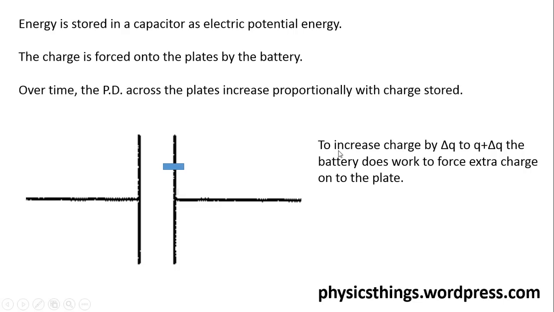So if you imagine that I want to increase the charge that I've got on this plate here by a very small amount of charge, so that you then have original charge plus new charge. The battery has to do work against the repulsive force of the plate to get the charge onto it. And that energy is going to be equal to the potential difference times the small change in charge.